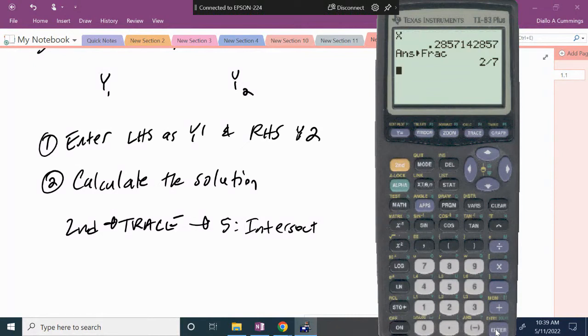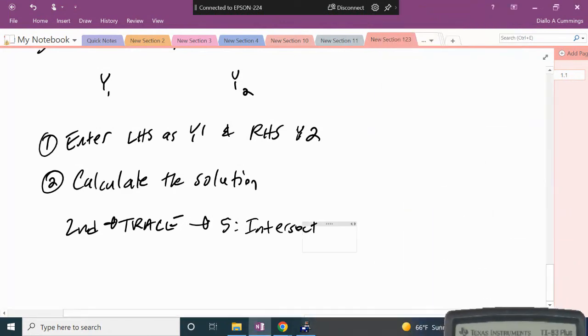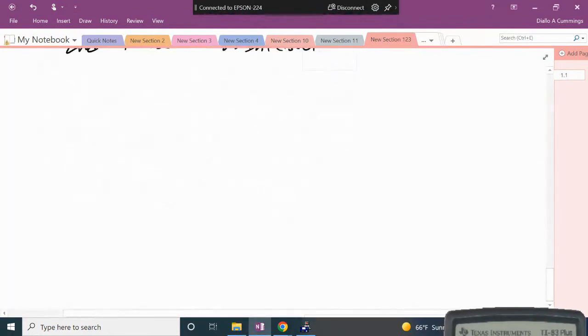All right, so I'm only concentrating on the x coordinate as a solution. If you don't get a whole number as the answer, you can go back to your home screen. That value is stored as x, and you can change that x to a fraction. All right, so let's take a look at another problem.